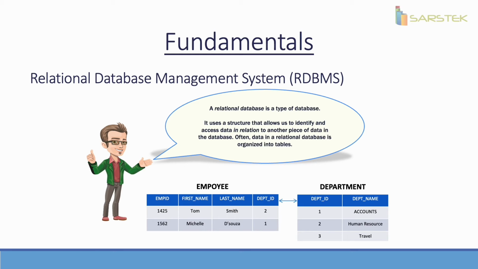If you see, department ID 1 means accounts department, department ID 2 means human resource department, and department ID 3 means travel department. Just by seeing that, we can see that Tom Smith is working in the human resource department, and Michelle D'Souza is working in the accounts department. That's how it's very easy to extract information from a structured database and from the tabular view, if we are keeping the relationship.